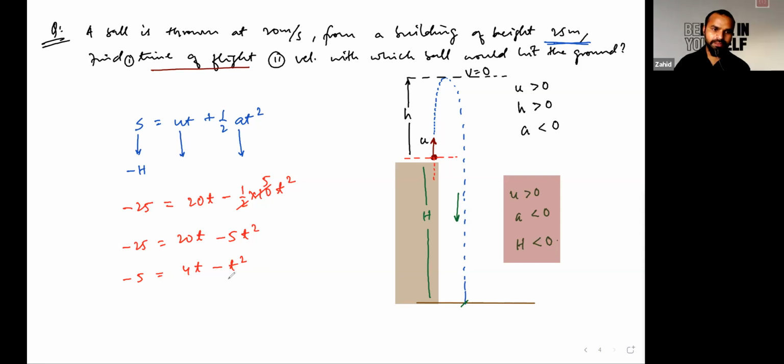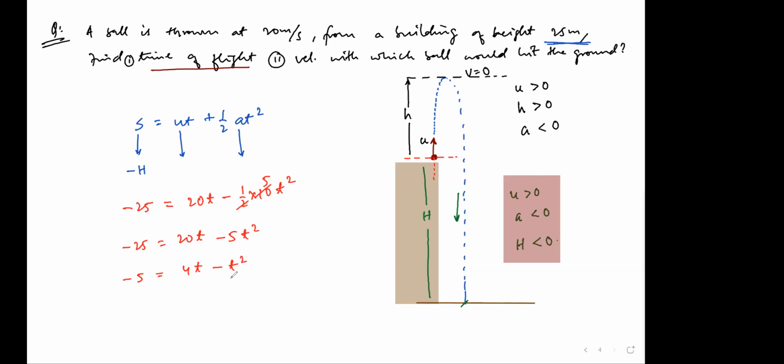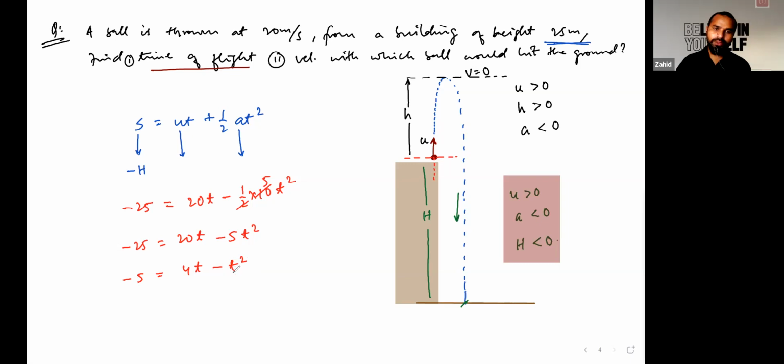Have you obtained this particular part? So how to solve it? Just try to bring all parts to one side. So it will be t squared minus 4t minus 5 equals 0. This particular equation has highest power as 2, so it is called a quadratic equation.